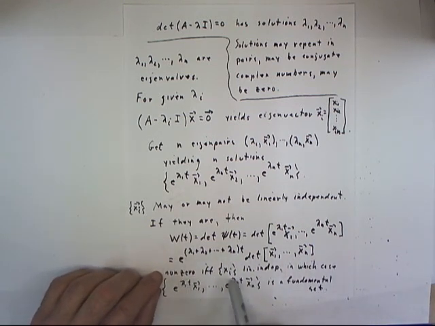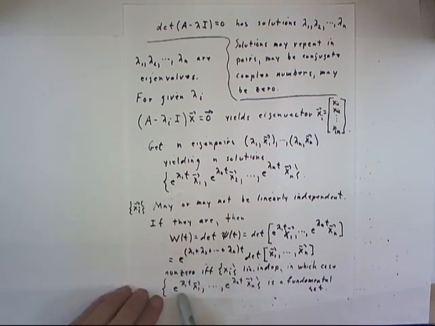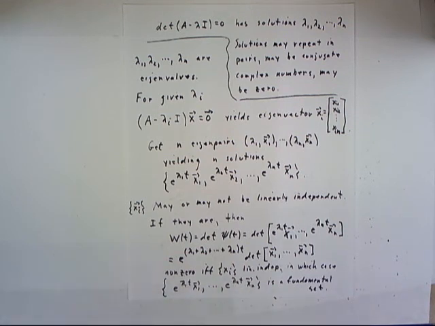And since the Wronskian isn't 0, this solution set is in fact a fundamental set, meaning that it's a linearly independent set of solutions and that any possible solution is a linear combination of these solutions. That is, our general solution will be c1 times e to the lambda 1 t x1 plus c2 e to the lambda 2 t x2, etc., up through cn e to the lambda n t xn.